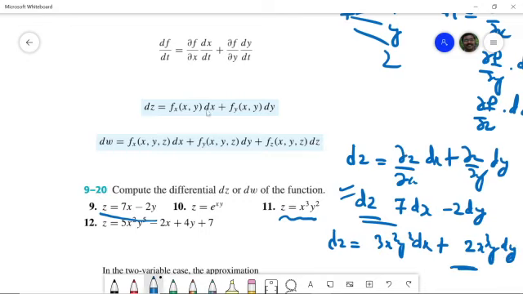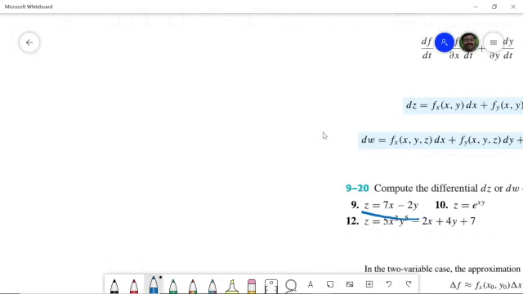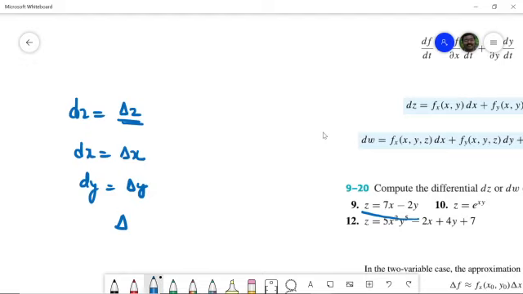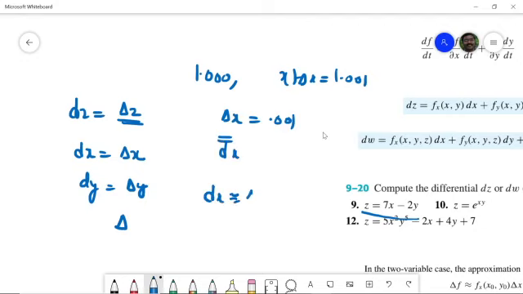Now coming to the applications, we are taking the convention that dz is taken as the change in z, dx denotes the change in x and dy denotes the change in y. Delta usually means change. For example, if my x is 1.000 and my new point x plus delta x is 1.001, the change in x is nothing but 0.001. So dx denotes this change in x. So dx is approximately equal to the change in x.